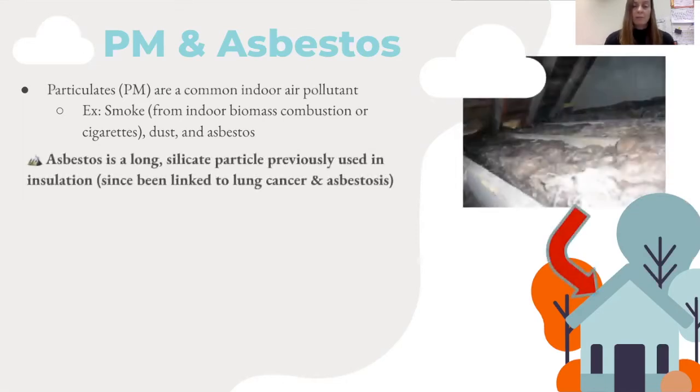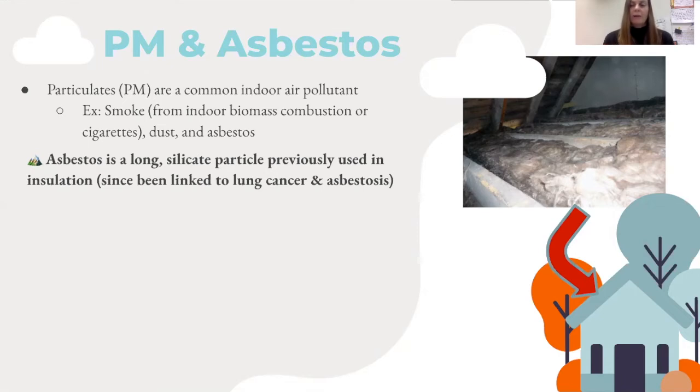So let's talk about asbestos. Asbestos is a silicate particle. It's a very long silicate particle, and it's very fire resistant, as well as a very good insulator. So it was very commonly used as an insulator from the 1920s until the 1960s approximately. Since then, what we know is that asbestos is what we term friable, meaning that it's very easy to break. And when it breaks into really tiny little pieces, those tiny little pieces are inhalable.